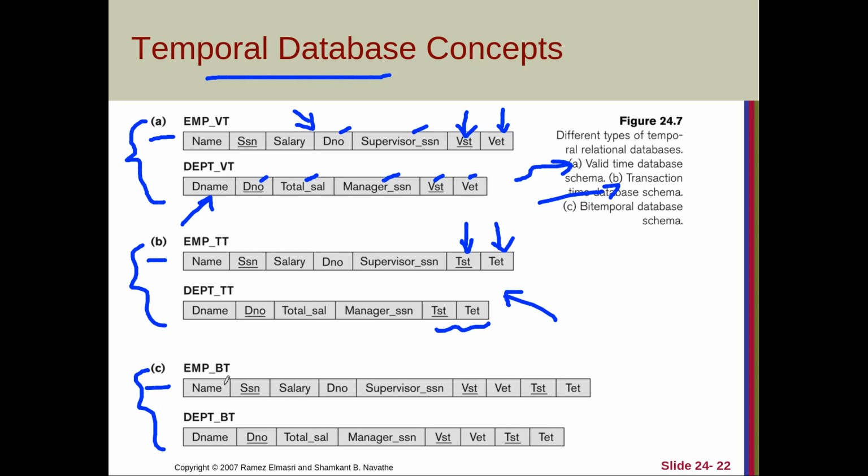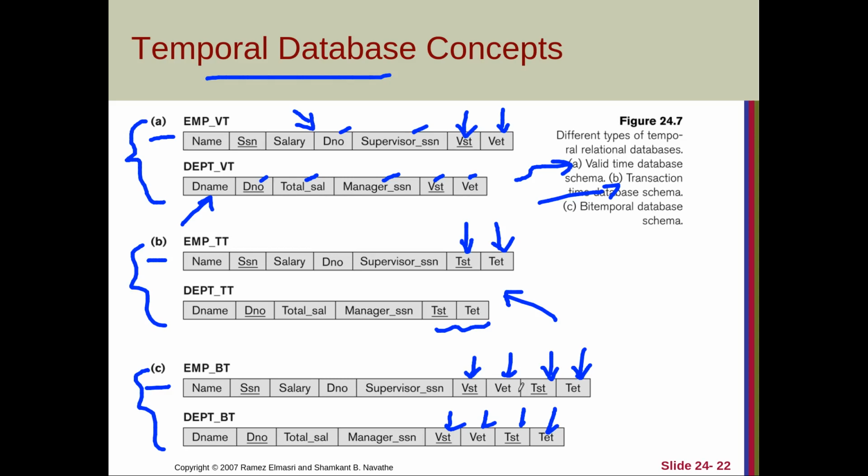So along with employee name, SSN, salary, department number, supervisor SSN, a valid start time, a valid end time, then a transaction start time and a transaction end time. So 4 attributes will be added into that particular relation, the relation that follows the bi-temporal database schema. The same goes for department name, department number, total salary, manager SSN, valid start time, valid end time, transaction start time and transaction end time. So this is very important, how to represent a temporal database in 3 different database schemas.